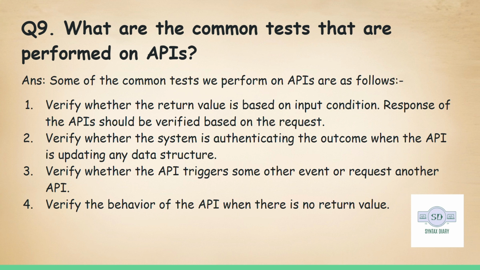Some of the common tests we perform on APIs are as follows. Verify whether the return value is based on input condition. Response of the API should be verified based on the request. Verify whether the system is authenticating the outcome when the API is updating any data structure. Verify whether the API triggers some other event or requests another API. Verify the behavior of API when there is no return value.